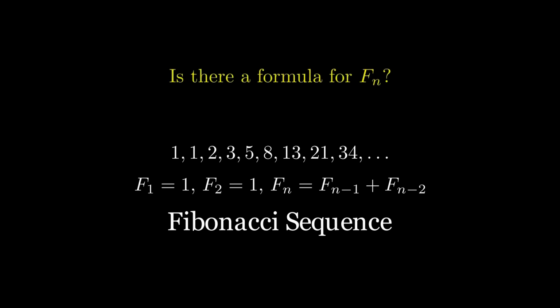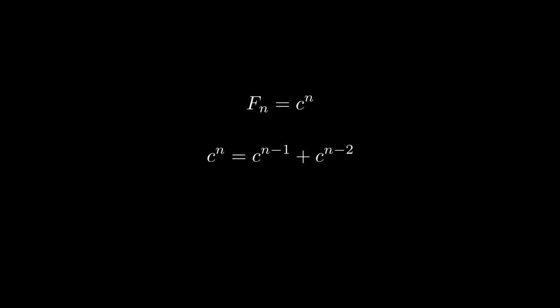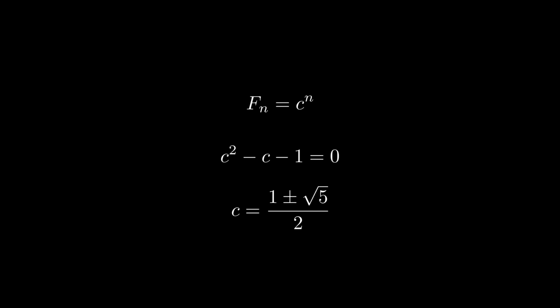Now, you might wonder, is there a formula for fn? Can we maybe compute f200 with it without using repeated calculations? We might want to start by graphing the Fibonacci numbers and observing their behavior. And when we do, we see that they grow almost like an exponential curve. So we suspect that they might satisfy some sort of exponential function, call it c to the n for some constant c. Then we can replace this into our formula and divide both sides by c to the n minus 2. This yields a quadratic, which we can solve with the quadratic formula, which will give us 2 distinct roots.